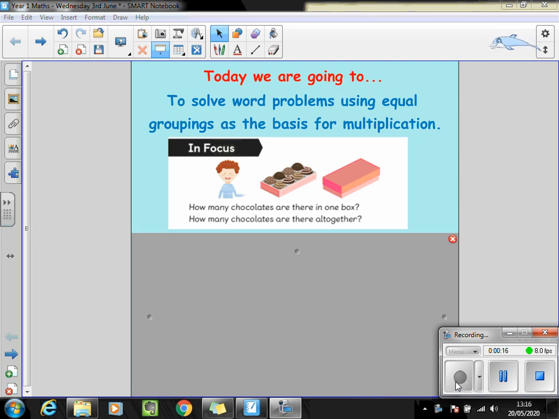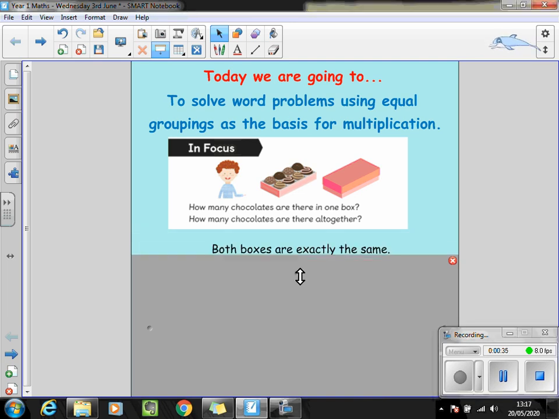We can see that there is a boy with some chocolates. I want to know how many chocolates are there in one box and how many chocolates are there altogether. Bear in mind that even though one of those boxes of chocolates doesn't have a lid on and one does, both boxes of chocolates are exactly the same. Pause the video and speak to your partner.